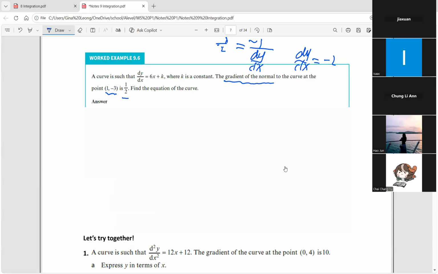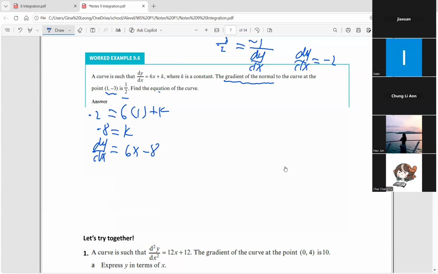So we start first with dy/dx. This is the case that always comes out like this. I want to get my value. I have the -2 here: dy/dx is -2, equal to 6 times 1 plus k. I can find my k value actually. Move here, you will get k equals -8. Once you have this one, you replace back, so dy/dx is 6x minus 8.